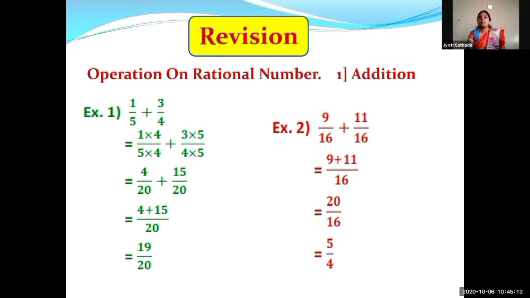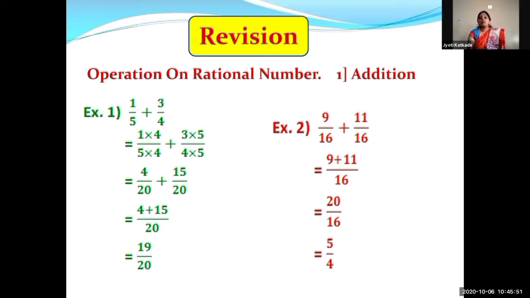Now see the second example, that is 9 upon 16 plus 11 upon 16. Here the denominator is the same. It's very simple. Add the numerator values. 9 plus 11 divided by 16. When we add 9 and 11, we get 20 divided by 16. Now 20 and 16, both numbers are divisible by 4. That's why 4 5s are 20 divided by 4 4s are 16. We get the answer 5 divided by 4.